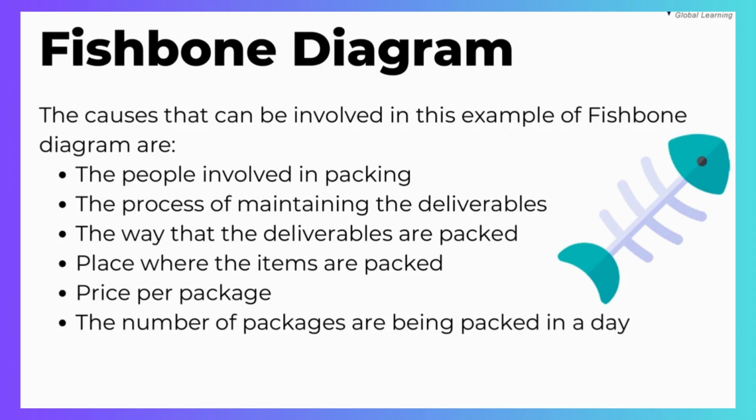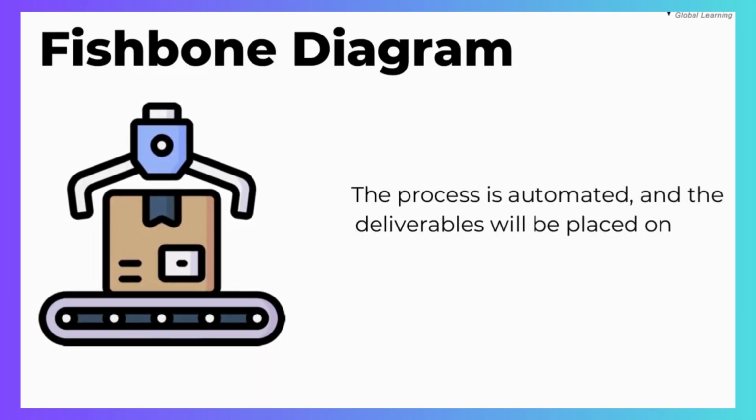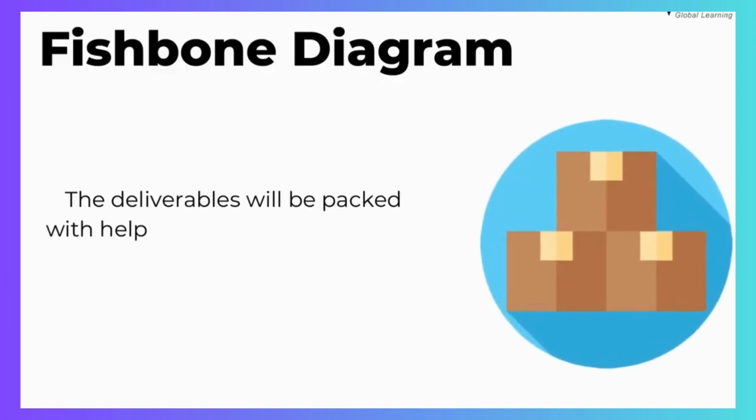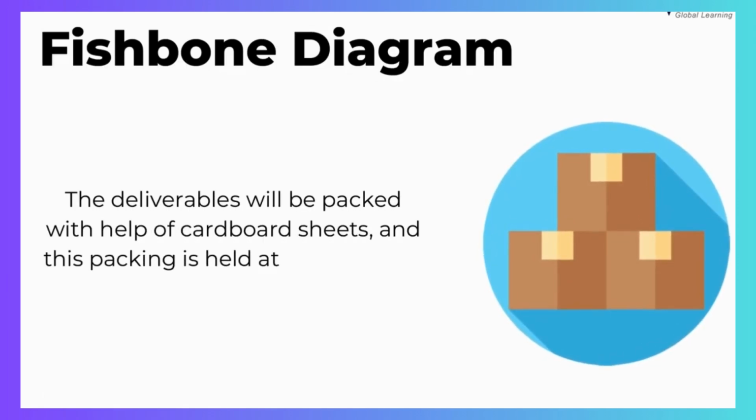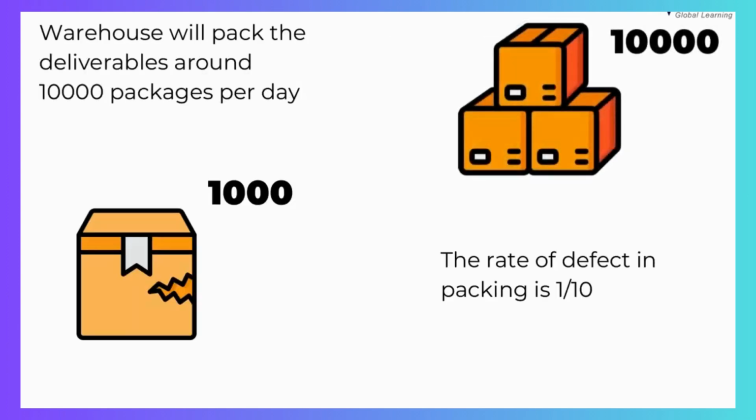Here the effect is damaged packing, and these are the causes. In this example, the process is automated, and the deliverables will be laid on a roller to reach the machines. Then, the deliverables will be packed with the help of cardboard sheets, and this packing is held at a warehouse away from the city, and this warehouse will pack around 10,000 packages per day. And the rate of the defect in packing is 1,000.